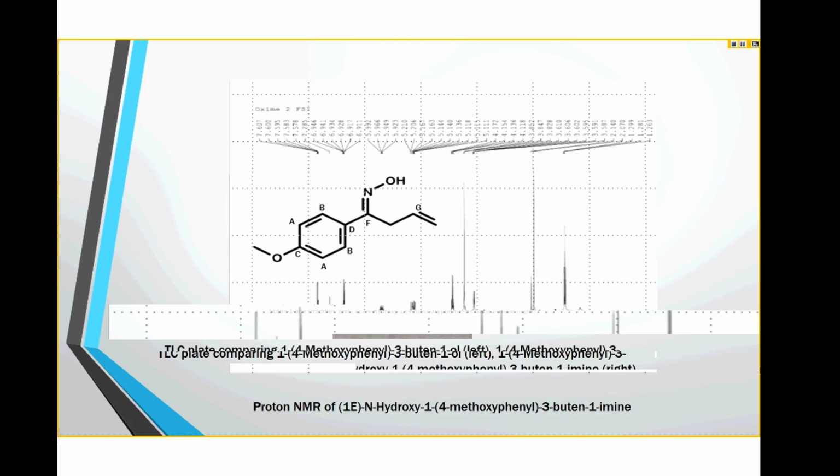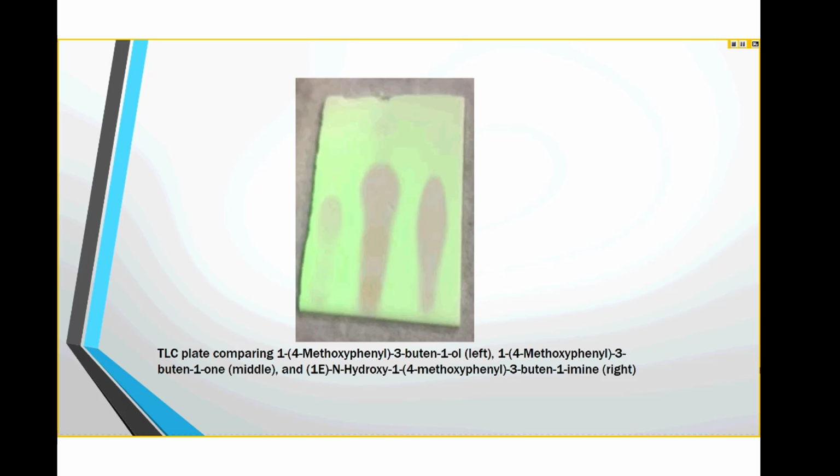And then this was the TLC plate. For the TLC plate, we compared the alcohol that we made in the first reaction, the ketone we made in the second reaction, and the oxime we made in the third reaction. It showed us that the alcohol was the most polar out of all of them, so it didn't travel up the plate far enough. The ketone was the least polar, because you can see there's still some over here, so it traveled up the plate a lot farther than the alcohol and the oxime. And then the oxime was somewhere in between in terms of polarity.